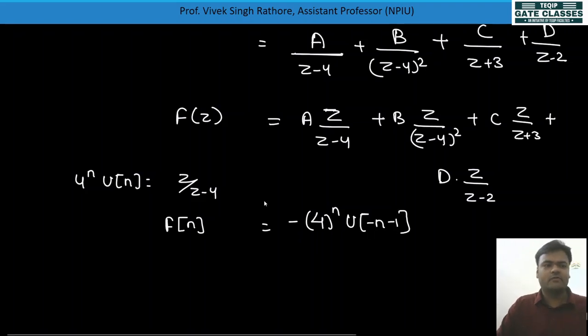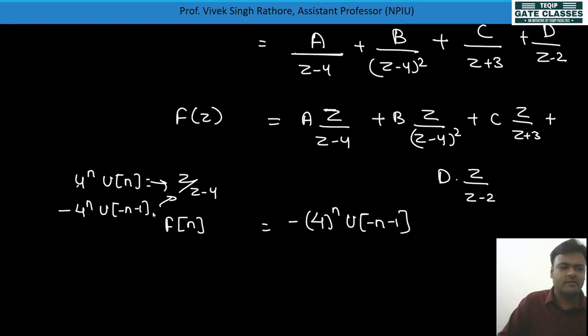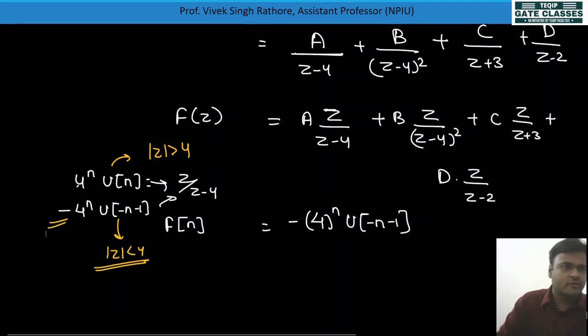This we can do because 4 to the power n u of n, or -4 to the power n u of minus n minus 1, the value will be the same. Only this value will have mod z greater than 4, and this value will have mod z less than 4, and that is what we want. That's why we are taking this value. Okay, so now this value is there. Okay, fine, we have got this. Now for this b also the same thing will happen.